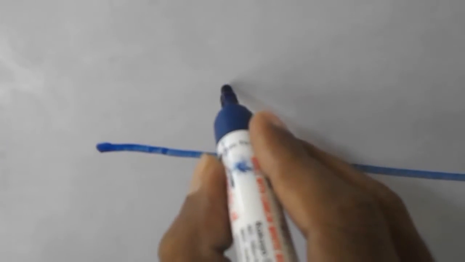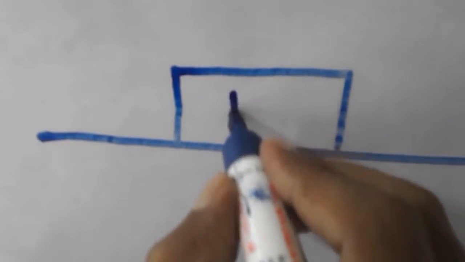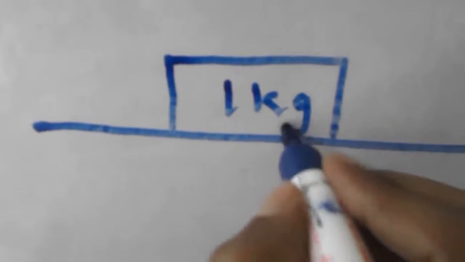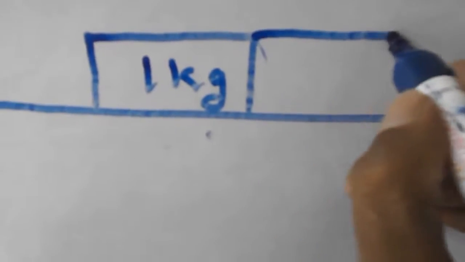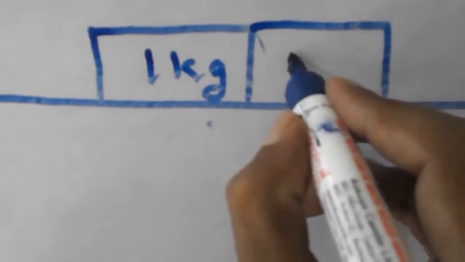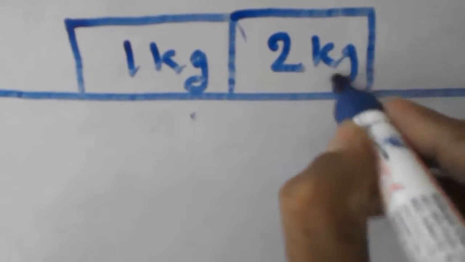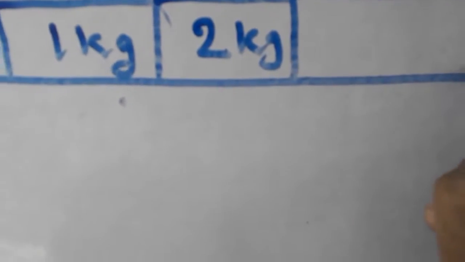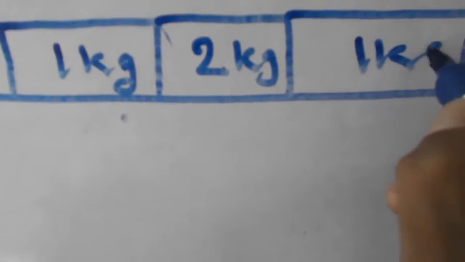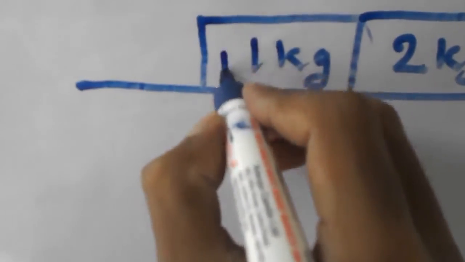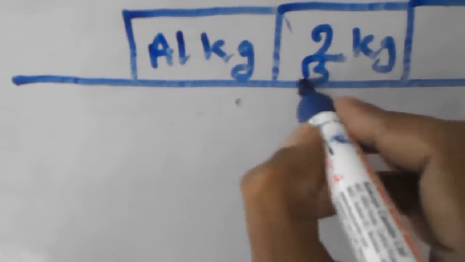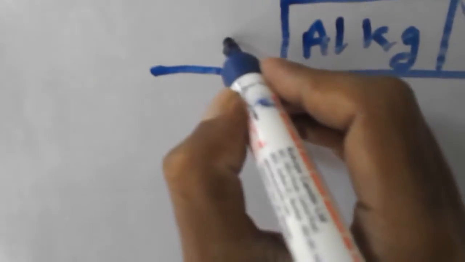Let me suppose this is a 1 kg block and this is a 2 kg block, and this is again a 1 kg block. Let me name them A, B, and C. Here a 4 Newton force is applied.